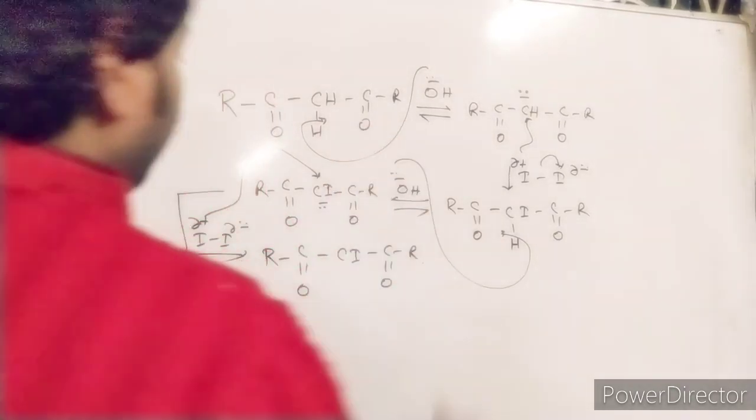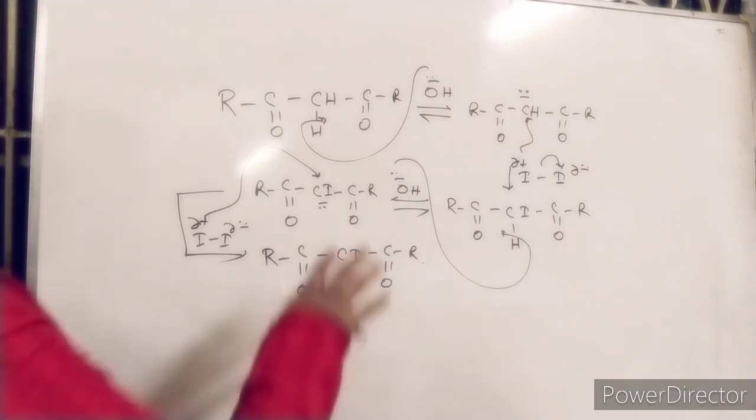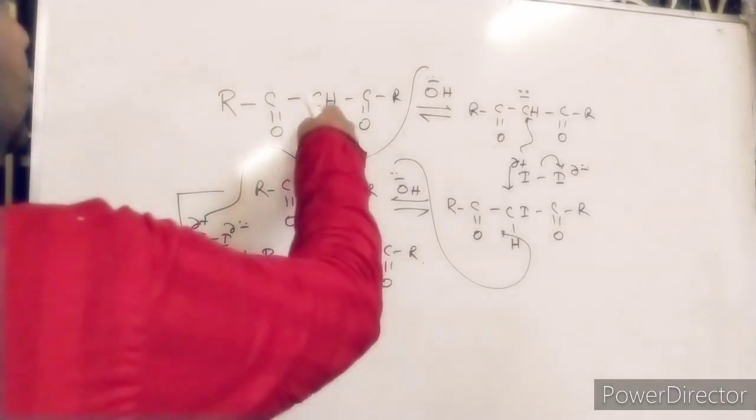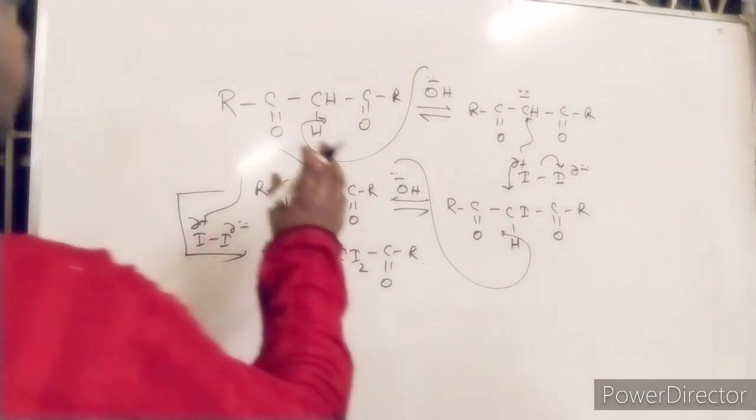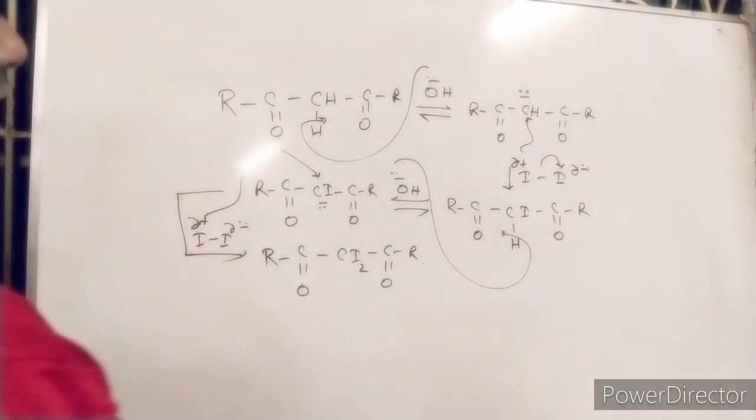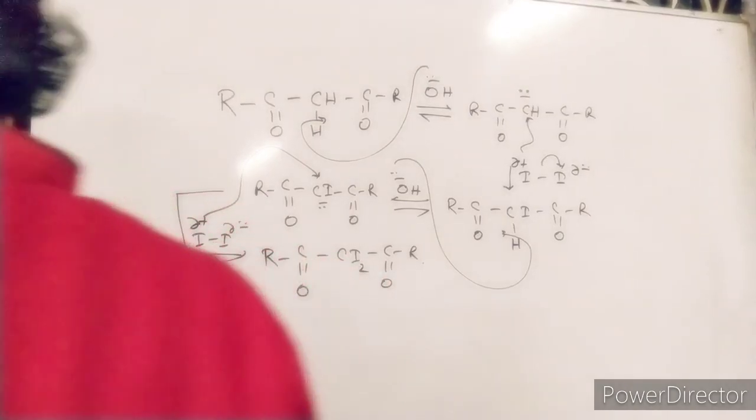CI2COR. So we have first understood that we are removing these two acidic hydrogens of the active methylene group, so that we can substitute these two hydrogens by iodine atoms. Is it clear so far?